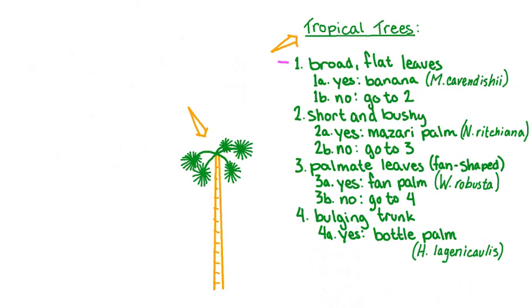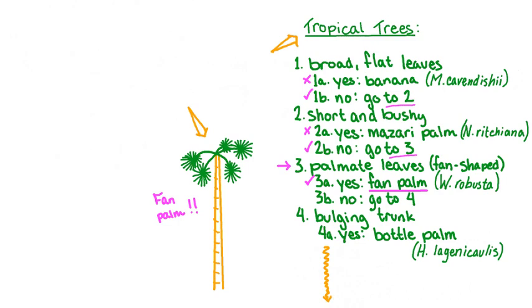Our student reads the first statement, broad, flat leaves. They decide that this does not apply to the tree they drew. They follow the instructions to move on to step 2. Is the tree short and bushy? Again, our student decides no, and moves on to step 3. This statement, palmate or fan-shaped leaves, our student can answer yes to, and they've identified their tree as a fan palm.